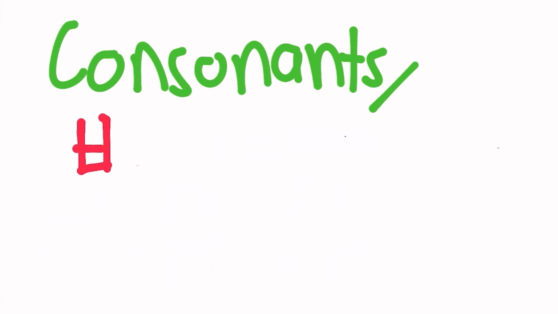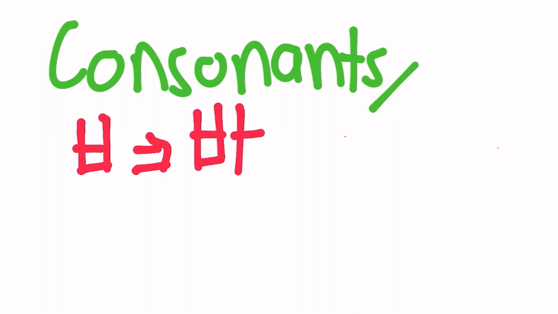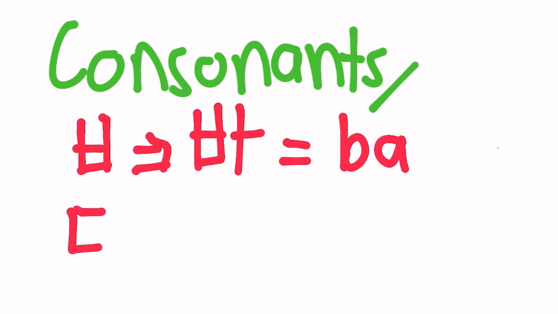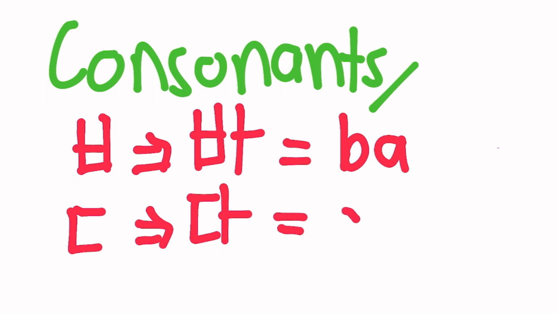Next one, we have B right here. Again, we pair it with an A vowel, so that it becomes ba. Last one, we have D right here, then we pair it with an A vowel, then it becomes da.